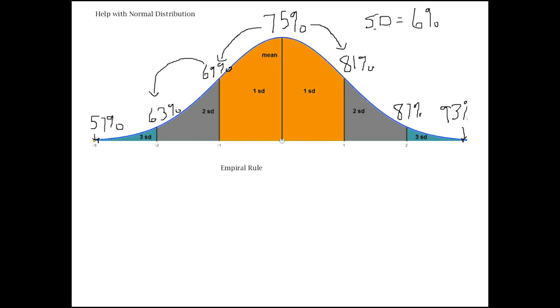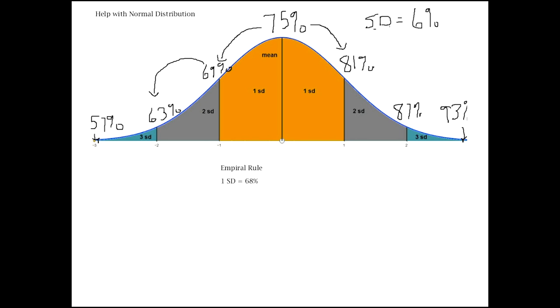So if you are, for example, one standard deviation away from the mean, then the percent of data should be 68%, or really close to that. 68% of the data should be within one standard deviation. What that means in this case is that 68% of our class, 68% of the students and their grades, must be between 69% and 81%. 68% of our students have a grade somewhere in there.